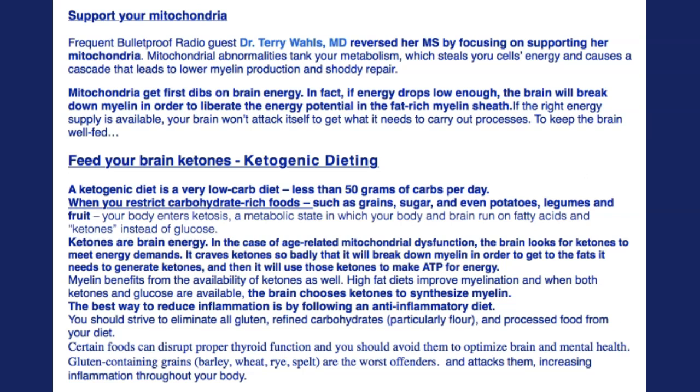The best way to reduce inflammation is by following an anti-inflammatory diet. You should strive to eliminate all gluten, refined carbohydrates, particularly flour, and processed food from your diet. Certain foods can disrupt proper thyroid function, and you should avoid them to optimize brain and mental health. Gluten-containing grains like barley, wheat, rye, and spelt are the worst offenders.